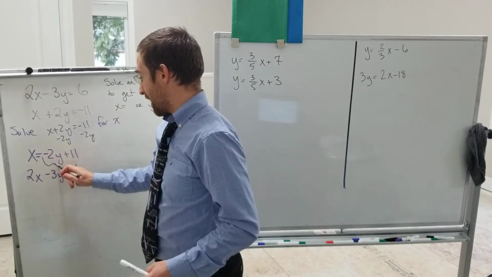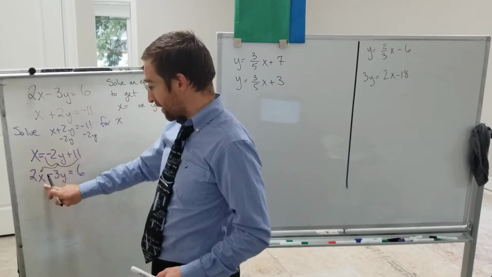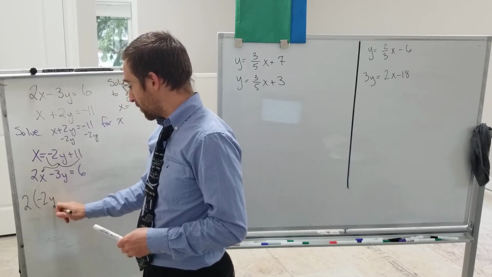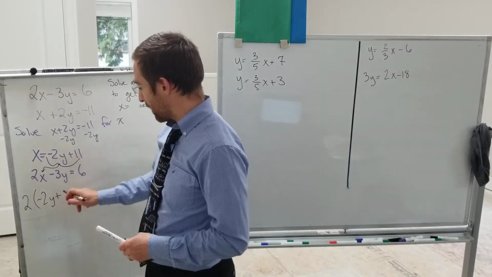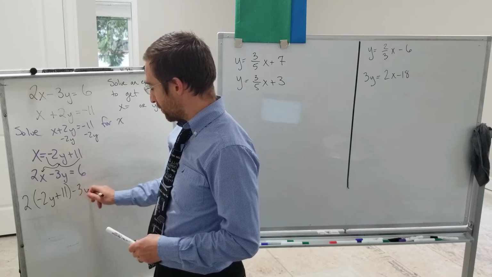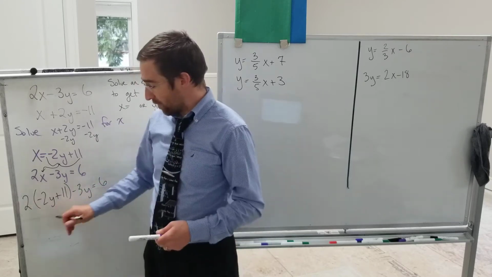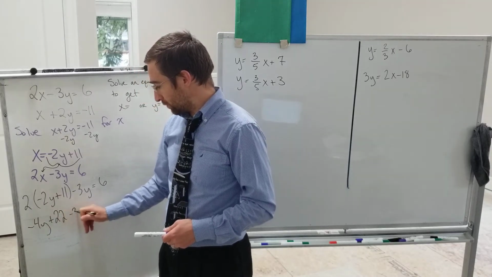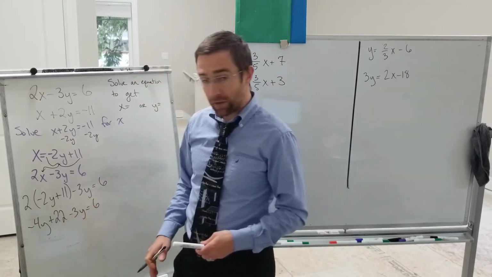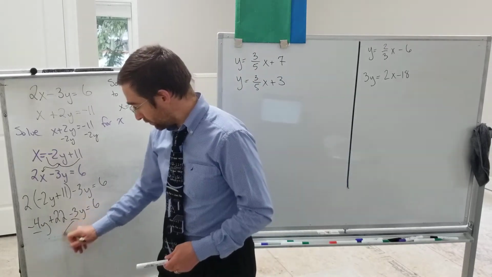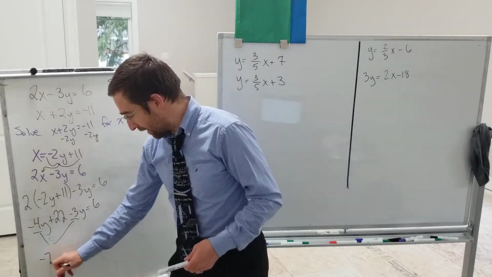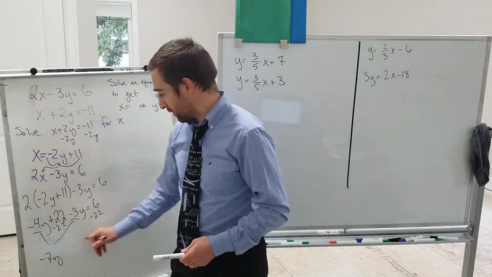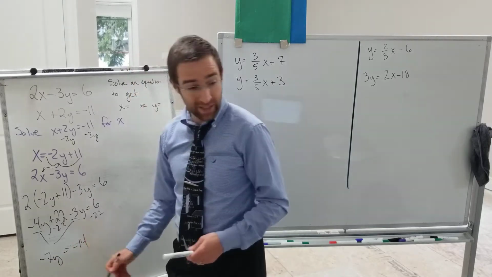We can say, hey, this is x, so I'm going to replace x with -2y plus 11. I get 2 times -2y plus, not 1, plus 11, and then minus 3y equals 6. Distribute the 2. Combine like terms, you get a -7y. Subtract a 22. -2y equals -14.